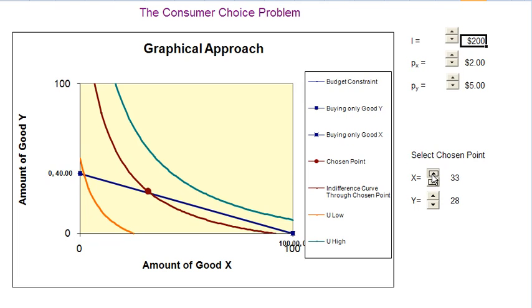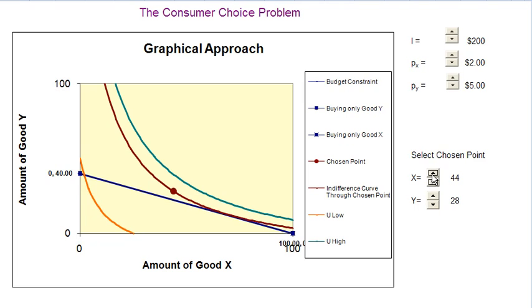Let's increase the amount of X, let's say to 50, and now I'm moving off the budget line, so let's decrease the amount of Y to 20, and now I'm back on the budget line, and I'm doing better than I was before. This new red curve is closer to the green curve than before. I can do still better.